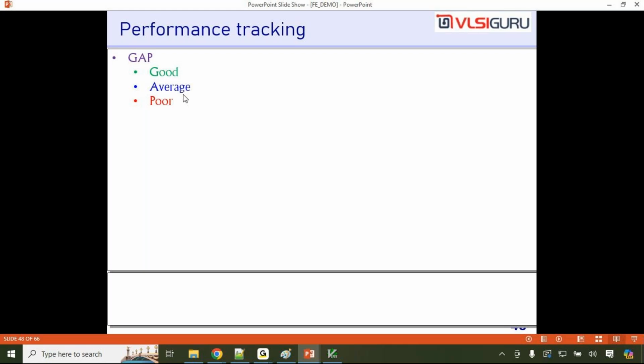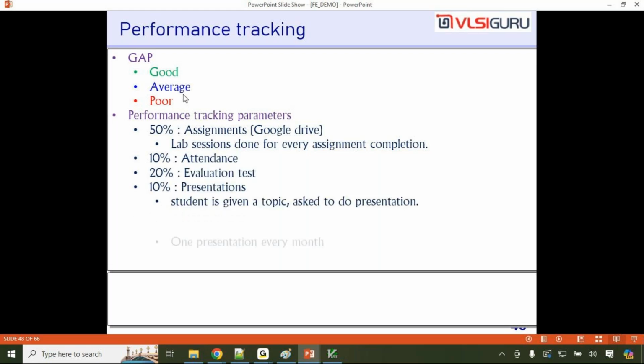So like that, we suggest time to time. In those cases, what is the problem for you? Your course gets extended. We are not going to charge you for repetition, but we will be tracking your performance, and accordingly we'll be suggesting what to do. Performance will be tracked based on how you do in the assignments, your attendance, your evaluation test results, and presentations and mock interviews.